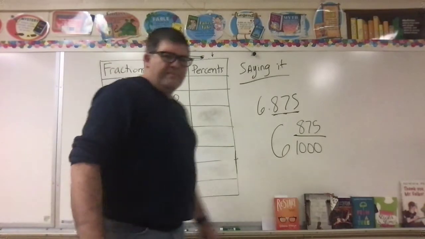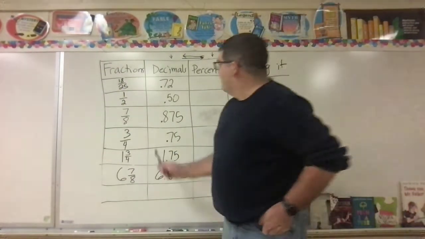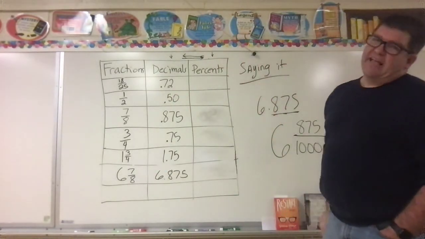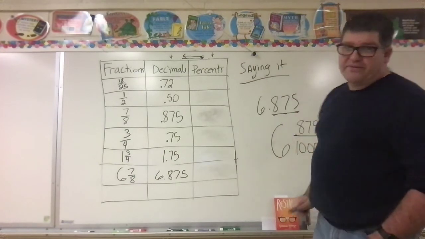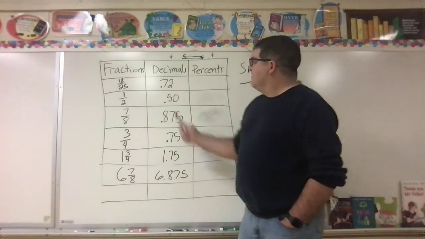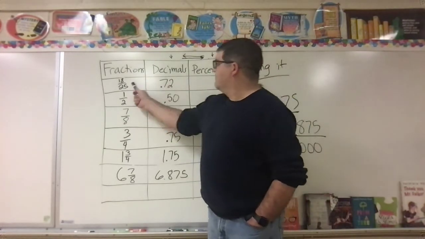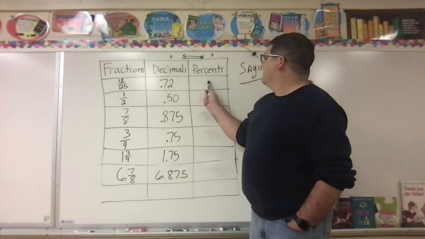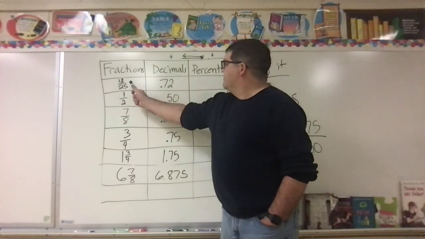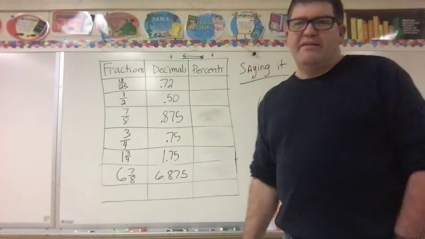So it's 6 and 7/8. All right, so hopefully that gives you a method on how to go from a decimal to a fraction. The key is saying it and knowing your place value. Okay, so with the video so far, I taught you how to go from a fraction to a decimal. This was a decimal to a fraction. I've done decimal to a percent, percent to decimal. Now we just need to go from here to here and here to here, which I will do in the next video.